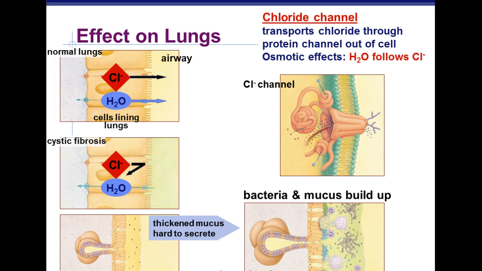Therefore, because of less diffusion of salt and less osmosis of water, people with cystic fibrosis have too much sticky mucus in the airways of their lungs and get lots of lung infections. Therefore, they're sick a lot. Make sure you get all these symptoms and their causes in your notes.